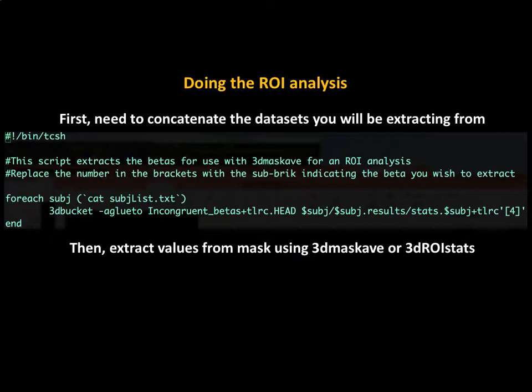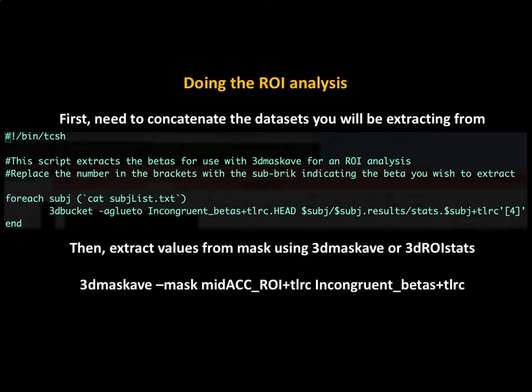Then you can extract the data with either 3dmaskave or 3dROIstats. And the syntax for this is 3dmaskave. You give it the mask with the -mask flag. Let's say I created a mid ACC ROI. And then the very last argument or input is going to be those incongruent betas that I extracted. What's returned from this is a string of numbers. I'm going to get one number per subject. So if I have 26 subjects in my data set, how many numbers am I going to get? 26. Yeah. At that point, really it's just a matter of copying, pasting that into Excel or R or whatever you want to use for your stats, and then running an ROI analysis.